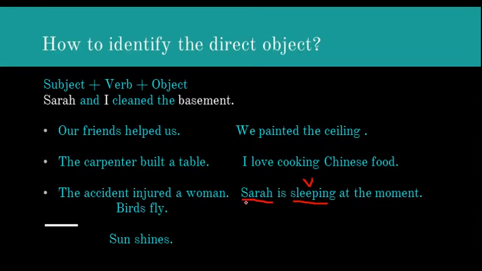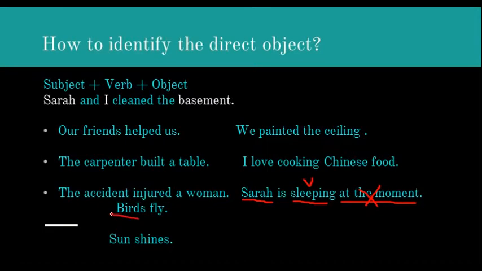In this sentence, Sarah is the subject and sleeping is the action verb. In our second step, if we ask, sleeping what? Nothing. You can't sleep something. So at the moment is not a direct object. So in this sentence, we don't have a direct object. Therefore, this verb is an intransitive verb.